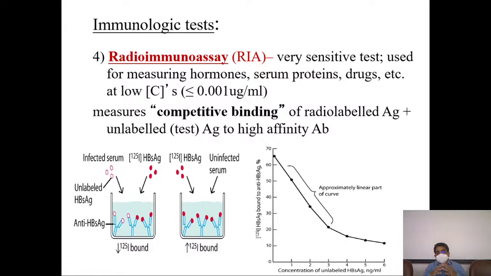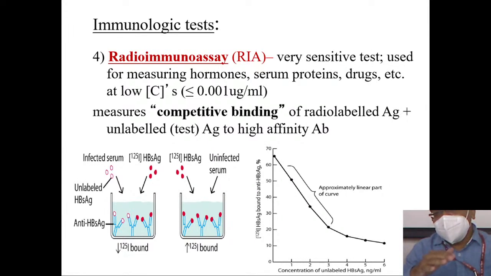In the second case, the patient's serum is uninfected. So only the labeled antigen will bind, and there will be more radioactivity. If you see in the graph that the radioactivity is high, meaning more radioactive HBs antigen is bound, the patient is uninfected, and if there is less of this, the patient is infected. It's similar to the competitive ELISA, but there we detect the enzyme activity, here we are detecting the radioactivity.